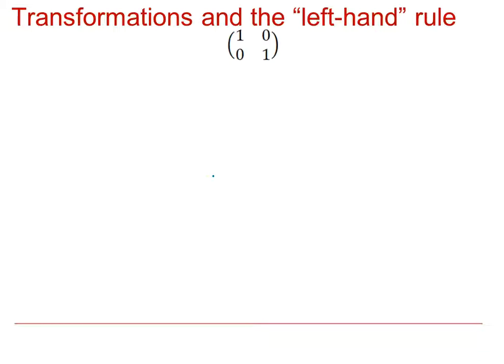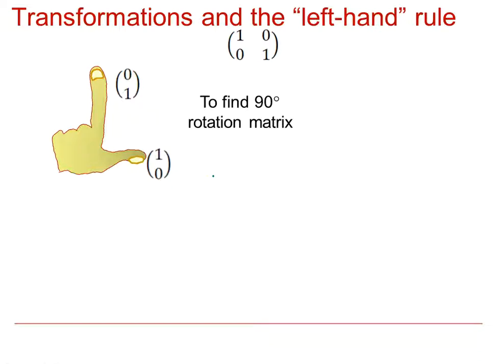If we start off with the identity matrix 1, 0, 0, 1, remember the first column represents the direction of the thumb, and the second column is the direction of the index finger. To create a 90 degree anti-clockwise rotation, we're going to rotate our hand now. So there's the hand rotating anti-clockwise. The index finger is now pointing at minus 1, 0. The thumb is pointing at 0, 1.